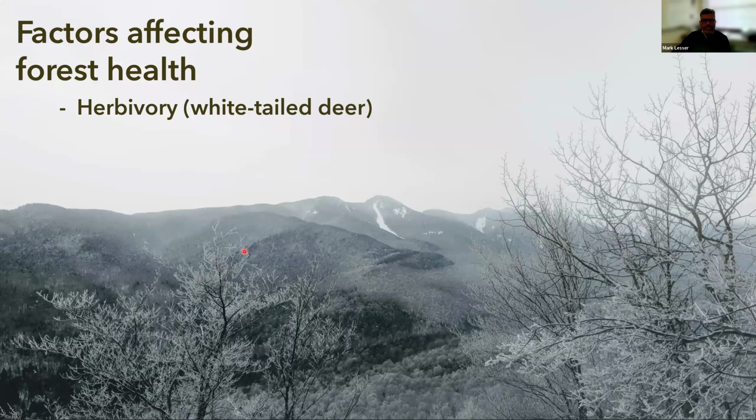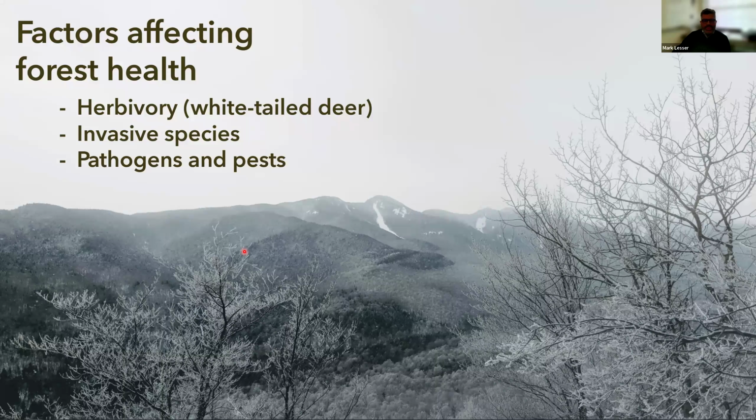Herbivory: white-tailed deer, which I just mentioned, are having big impacts on forest regeneration, not just in the Adirondacks, but across all of eastern North America. Invasive species are a major problem, not so much with canopy tree species, but with the shrub and understory layers. But that has direct implications then for the ability of canopy tree species to regenerate. Pathogens and pests, which I'm not going to say too much more about because Jesse's going to take that up. And then, of course, climate is an issue.